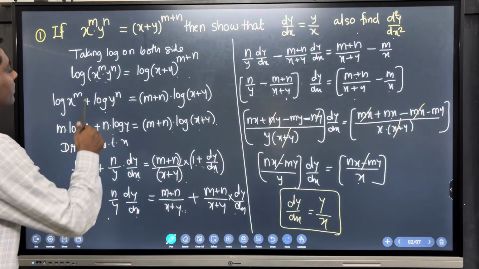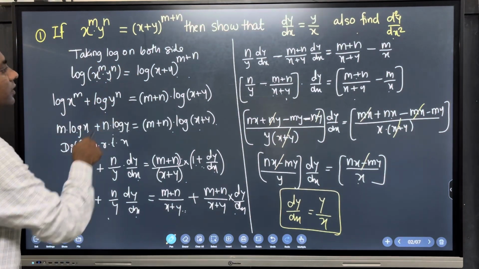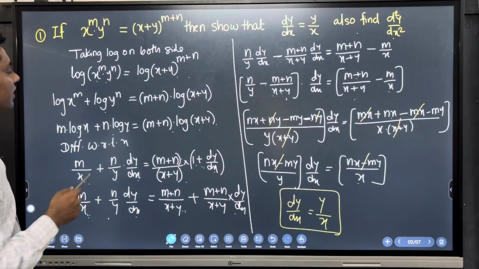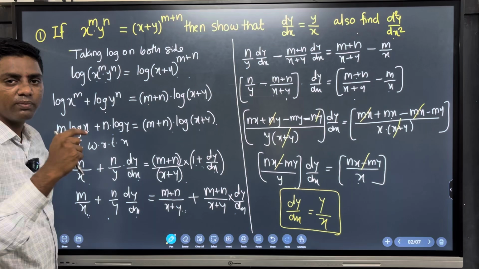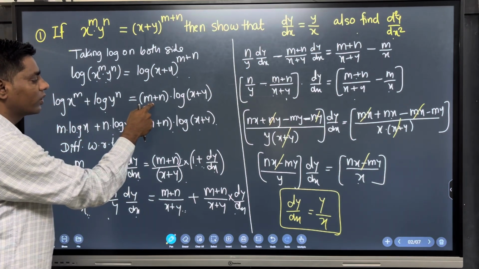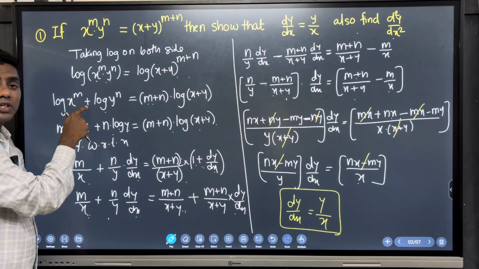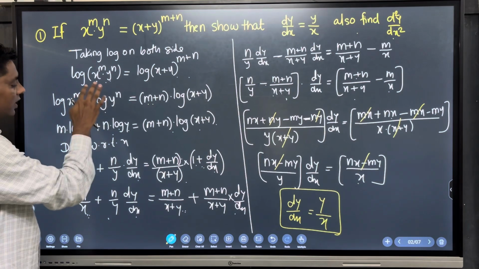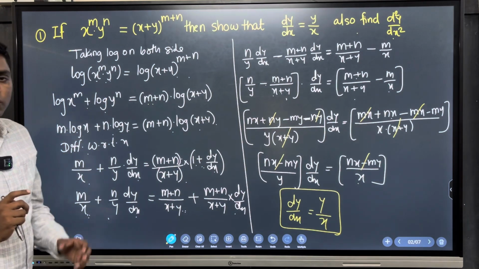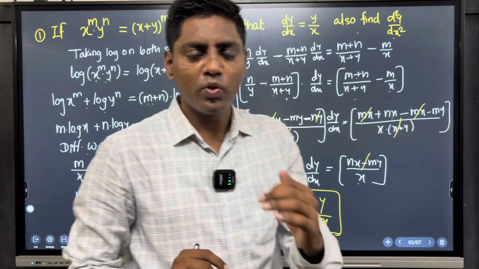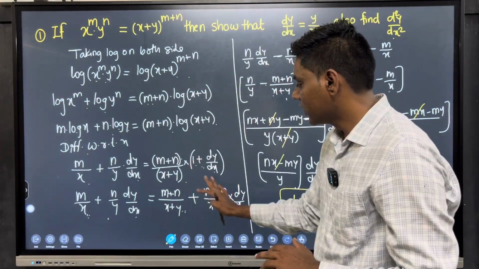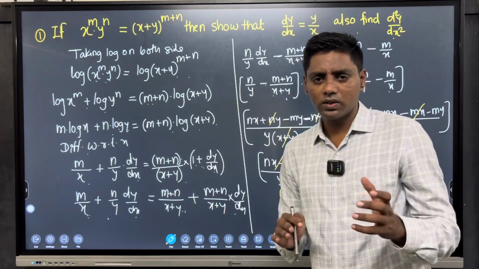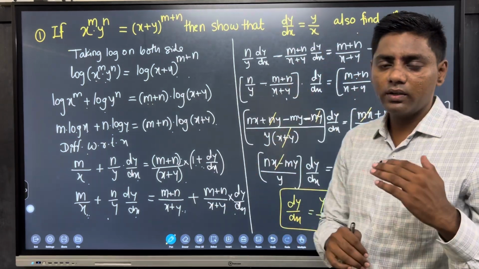So here what is given? First we take log on both sides, and after taking log on both sides, we simply use the formula of log of m raised to n, the exponential property of logarithm. Here we use the multiplication property of logarithm, and after that we take the derivative. Derivative is simple: log x gives 1 upon x and log y gives 1 upon y dy by dx. So according to that we get the equation, and this is the important step.